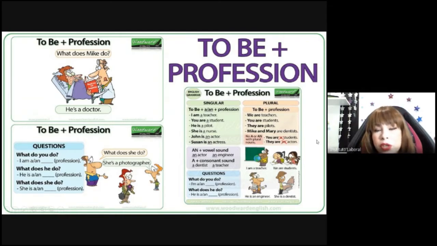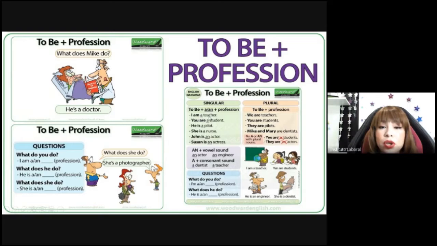To be plus profession in singular form. I am a teacher. You are a student. He is a pilot. She is a nurse. John is an actor. Susan is an actress. If you notice here, we include an article, a and an. Those are articles. They indicate singular, only one. And we use these articles before the noun, the profession.